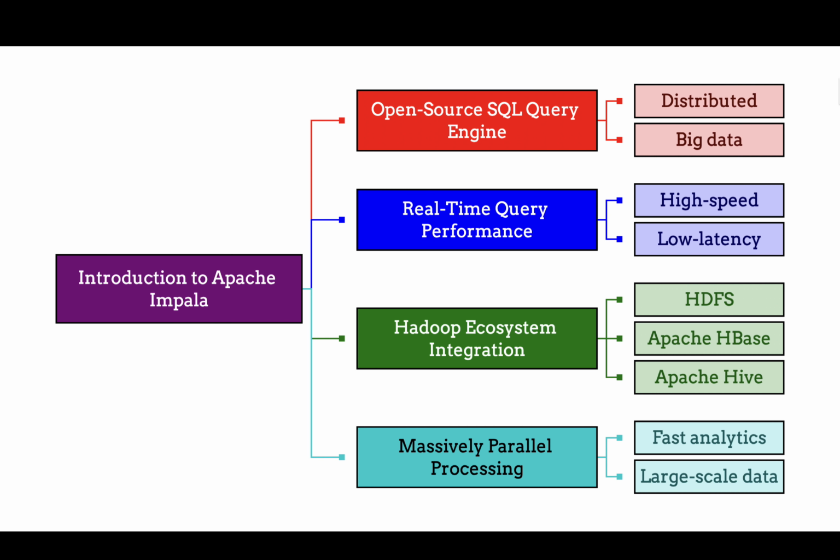Introduction to Apache Impala. 1. Open source SQL query engine. Apache Impala is an open source, distributed SQL query engine for big data. 2. Real-time query performance, provides high-speed, low-latency SQL queries on Hadoop. 3. Hadoop ecosystem integration, seamlessly integrates with the Hadoop ecosystem, supporting HDFS, Apache HBase, and Apache Hive. 4. Massively parallel processing, utilizes MPP, massively parallel processing, for fast analytics on large-scale data.